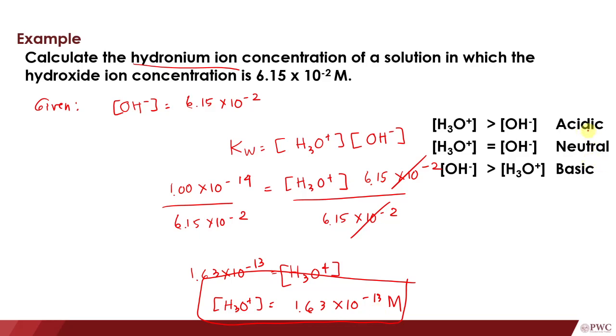It's acidic when the concentration of the hydronium is greater than the concentration of the hydroxide ion. It's neutral if it's equal, and it's basic if the concentration of the hydroxide is greater than that of the hydronium ion. So here let's compare: our hydroxide is 6.15 times 10 to the power of negative 2, while our hydronium is 1.63 times 10 to the power of negative 13.